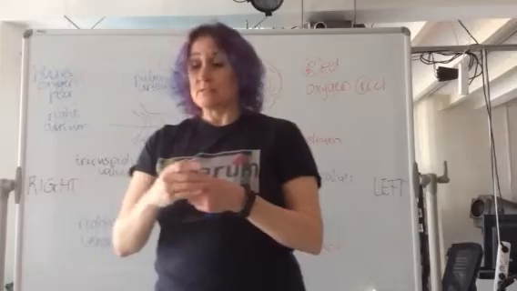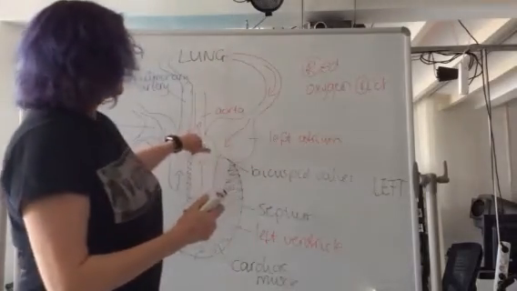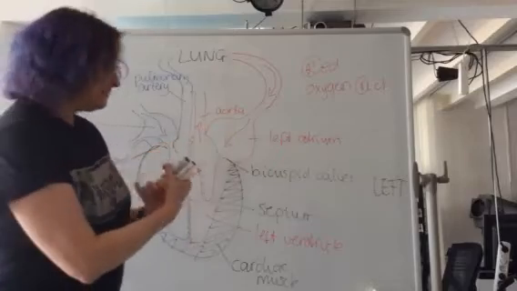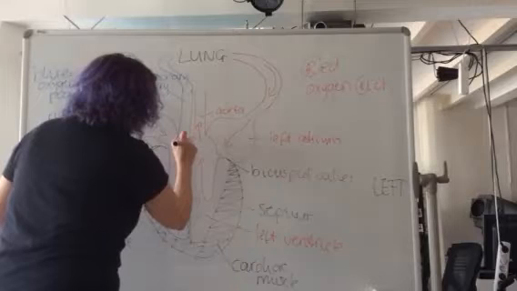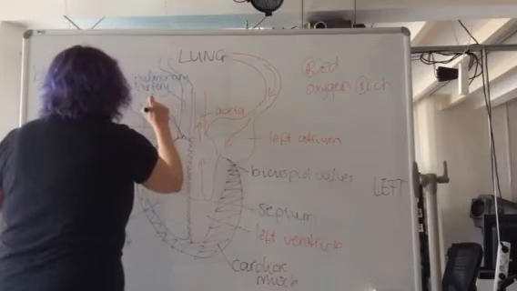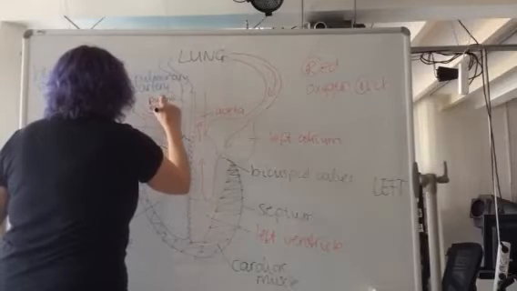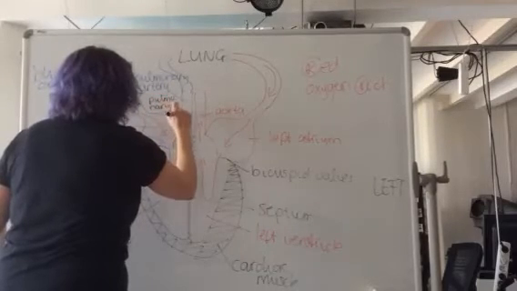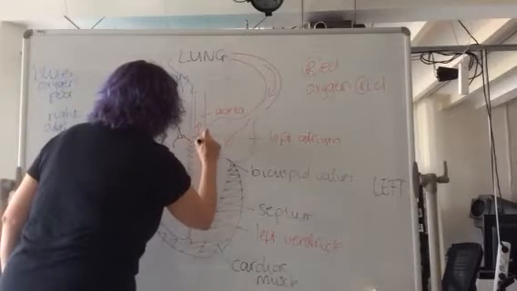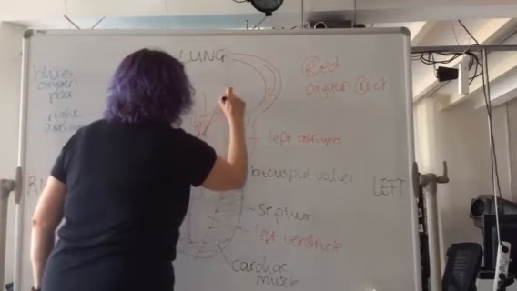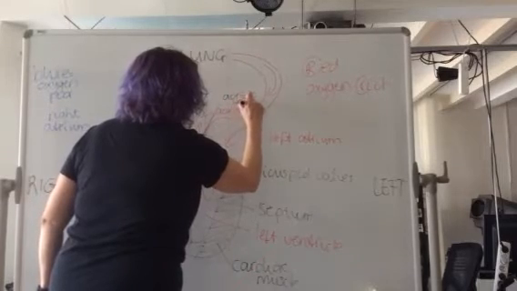Veins have lots of valves. Arteries only have two of them, at the beginning of the pulmonary artery and the aorta. Over here are valves, and these are the pulmonary valves. And the aorta has also valves. We call them the aortic valves. Okay.